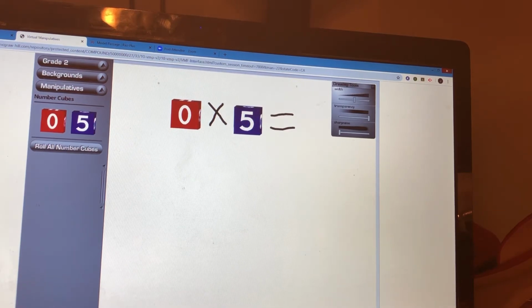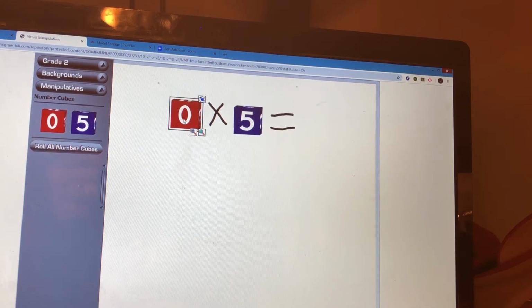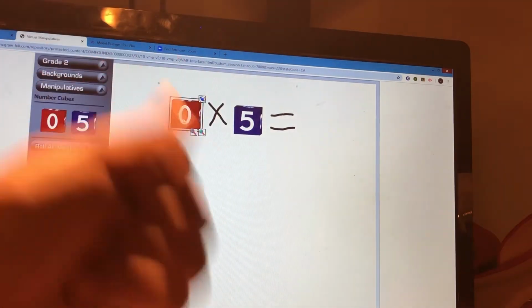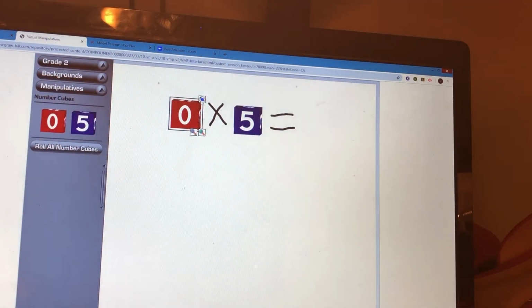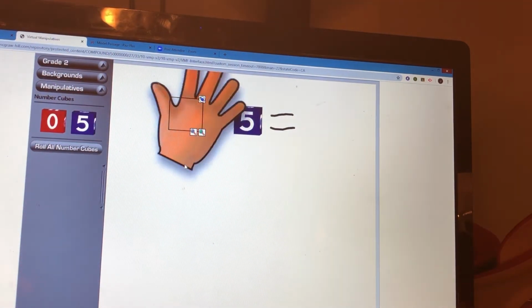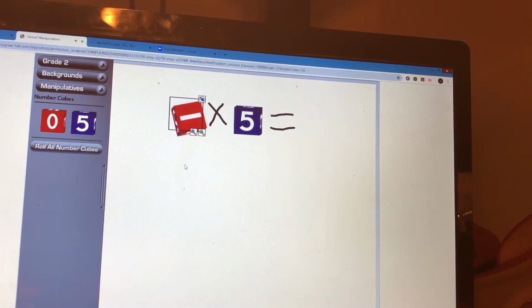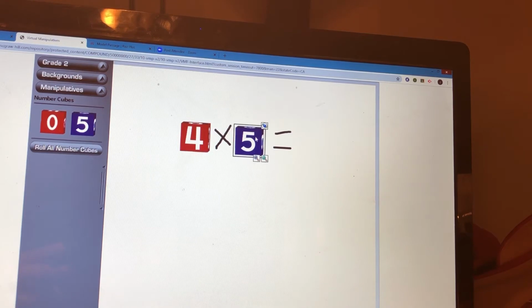What we do on here is you actually can roll the dice. The kids had a lot of fun. I had them on the side of the screen pretending to roll the dice with me like this. And so as you can see, we did it this way. So we would say 4 groups of 6. 4 groups of 6.